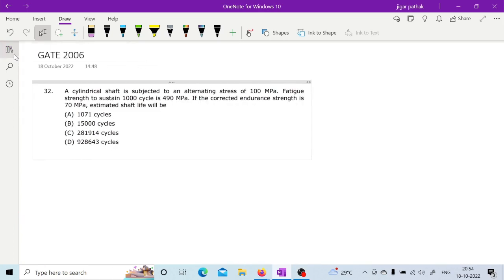Then the next, for this one: a cylindrical object is subjected to an alternating stress of 100 megapascal and the fatigue strength to sustain 1000 cycles is 490 megapascal. If the corrected endurance strength is 70 megapascal, estimate the life. Can you calculate this? Yes, sir. Please calculate.